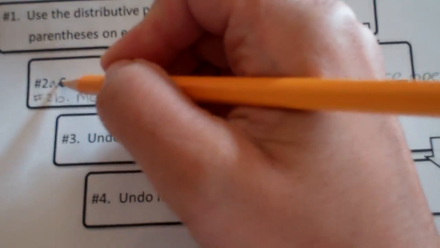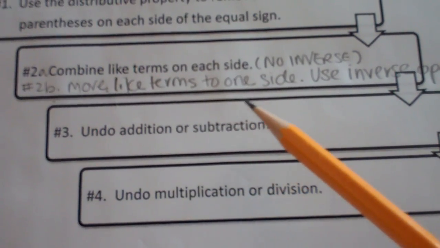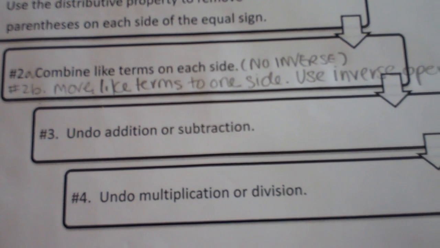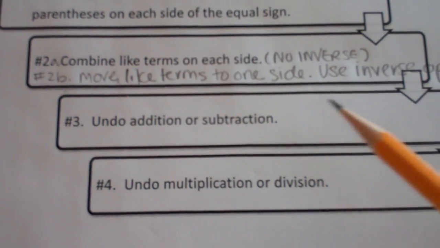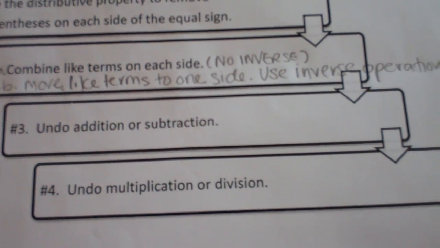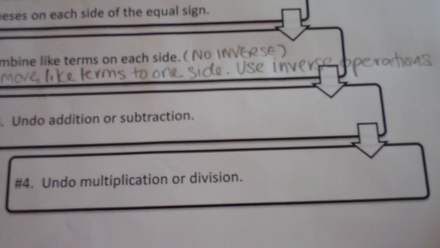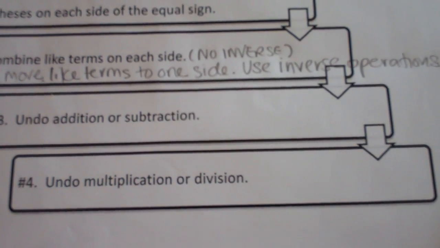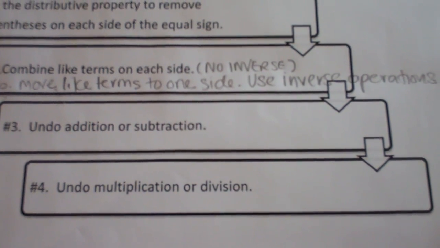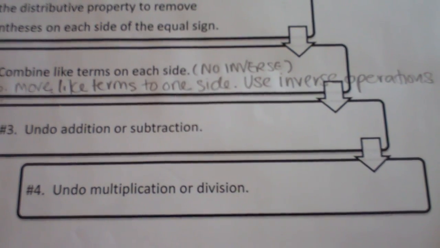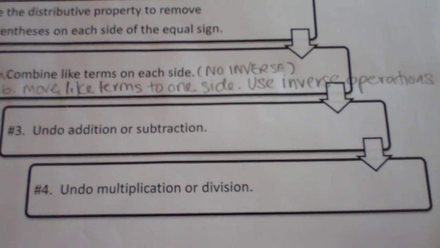And I would also like you to add in a 2b step, which would make this a 2a step. In a 2b step, it says move like terms to one side. Use inverse operations. So that means after you've combined them, there may be terms on each side, and we may need to move all of the variables to one side of the equal sign. So why don't you take a minute, pause the video, add this in, and I'll be back in 1 minute.